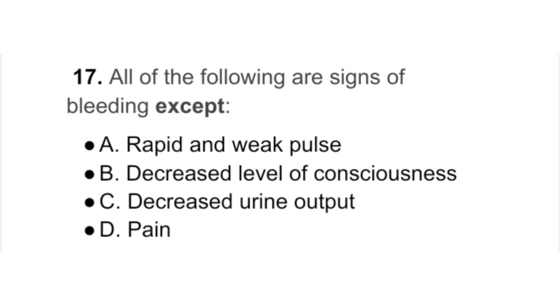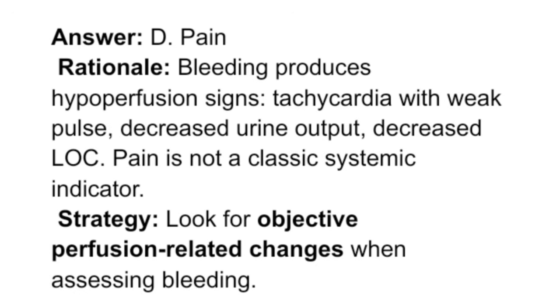17. All of the following are signs of bleeding except A. Rapid and weak pulse. B. Decreased level of consciousness. C. Decreased urine output. D. Pain. Answer, D. Pain. Rationale: bleeding produces hypoperfusion signs, tachycardia with weak pulse, decreased urine output, decreased LOC. Pain is not a classic systemic indicator. Strategy: look for objective perfusion-related changes when assessing bleeding.